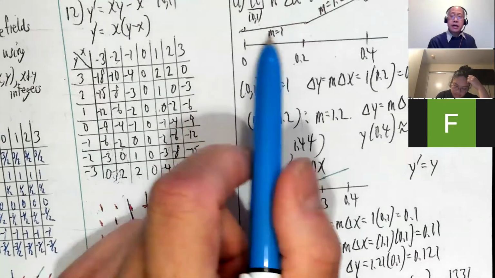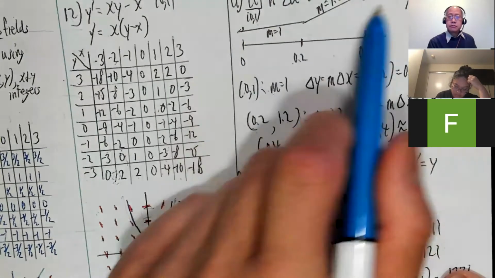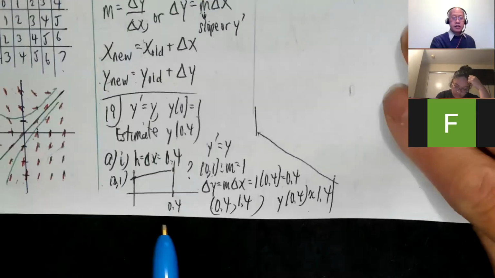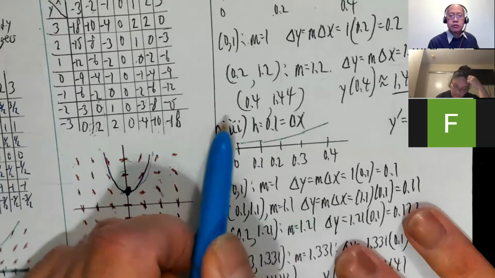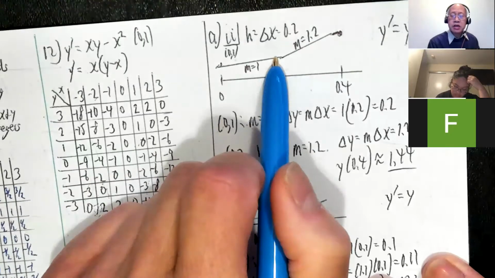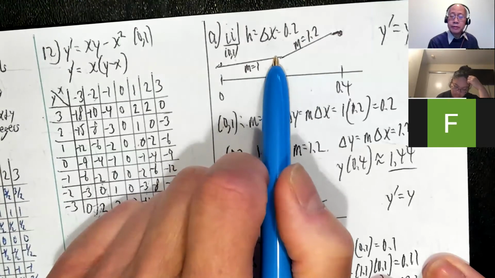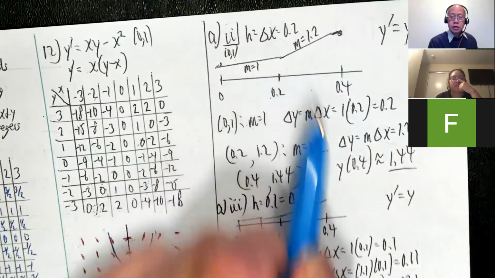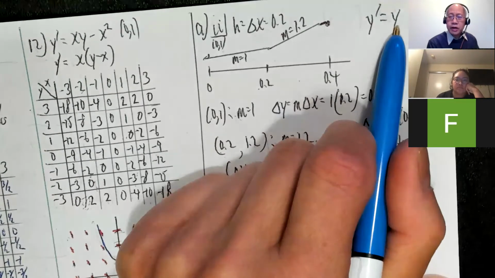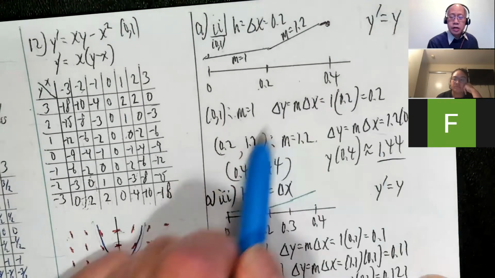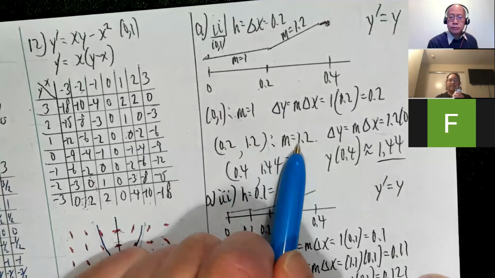In the original case, slope was 1 all the way through. So I just went in a straight line with a slope of 1 from 0 to 0.4. Now, halfway through the problem, I stop and get myself a new slope, and that'll hopefully draw me closer to the true curve. So I take 0.2 and 1.2, plug it into the differential equation. Y prime is just y. So my new slope is 1.2.